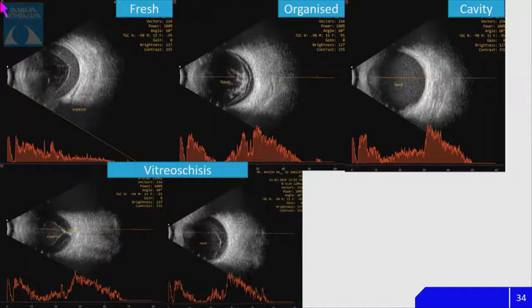So this is a fresh vitreous hemorrhage with the subhyaloid hemorrhage. And this is an organized hemorrhage with the membranes and a little bit more high reflective. This is a vitreous hemorrhage in a vitrectomized cavity, diffusely homogeneous. And this is the same patient, vitreous hemorrhage with the vitreoschisis, which is nothing but splitting of the posterior hyaloid. This we should remember because in surgeries we might encounter a second membrane.